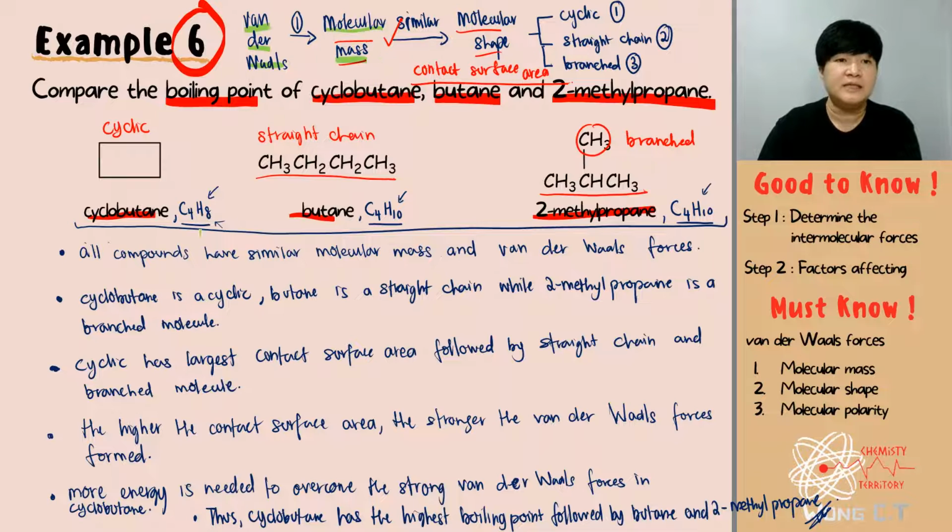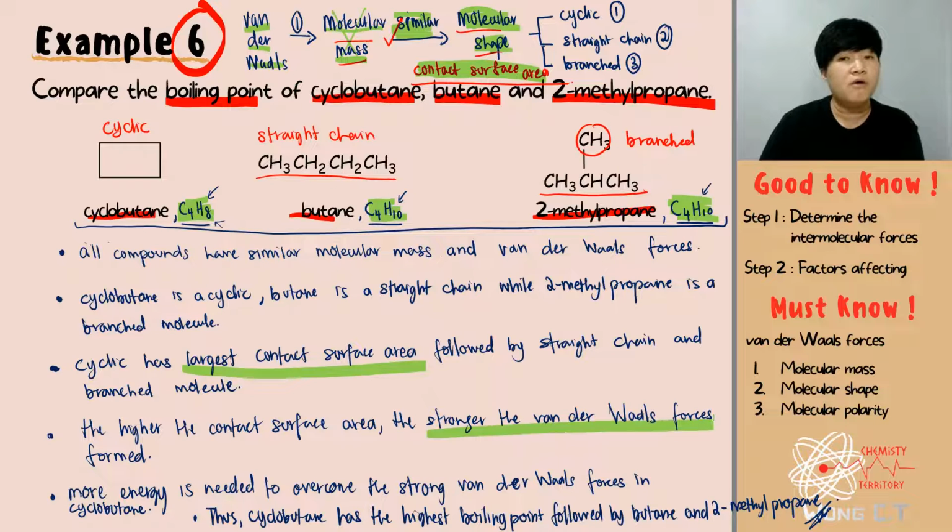Okay, so remember, when all of them are having van der Waals forces, the first factor that we check is molecular mass. If the molecular mass is very similar by looking at the molecular formula, alright, then we will move on to the molecular shape. Okay, you cannot discuss molecular mass anymore in here because they are very similar. So you move to the molecular shape. The biggest factor in molecular shape is contact surface area. Whenever we talk about molecular shape, we always talk about contact surface area. And the larger the contact surface area, the stronger the van der Waals forces.